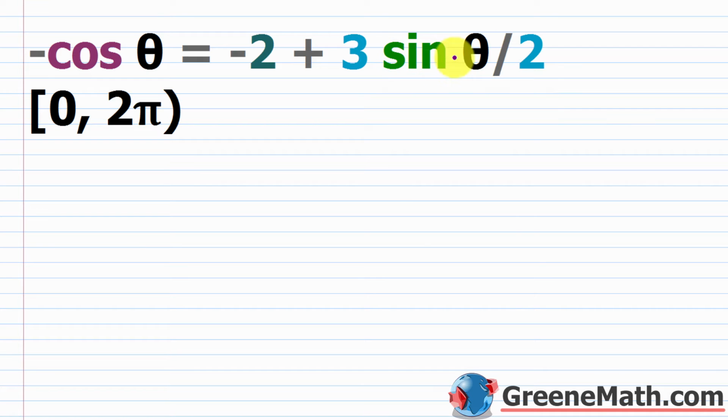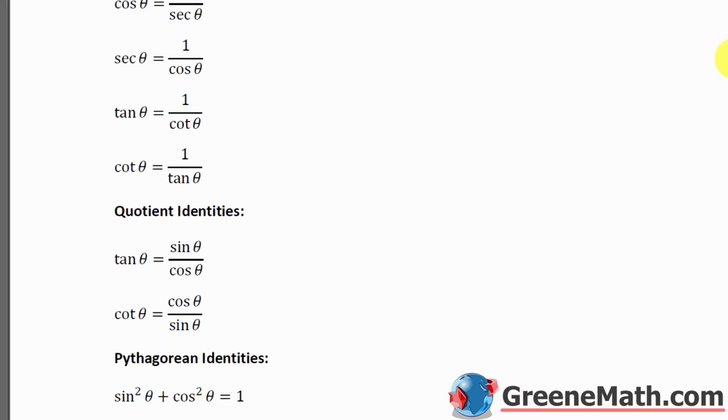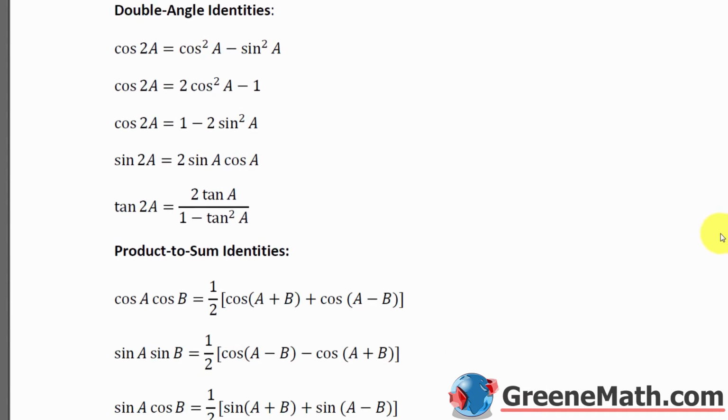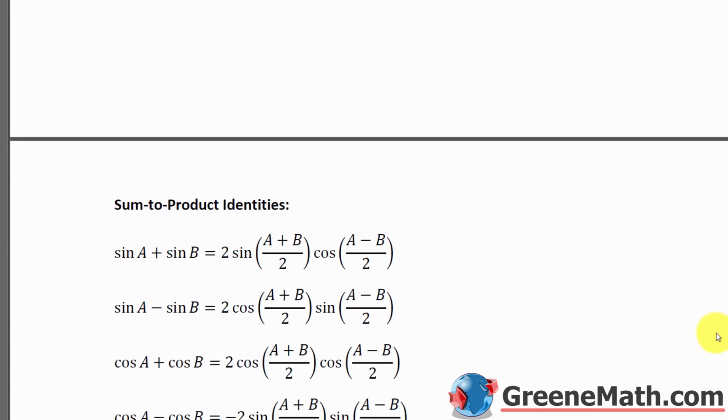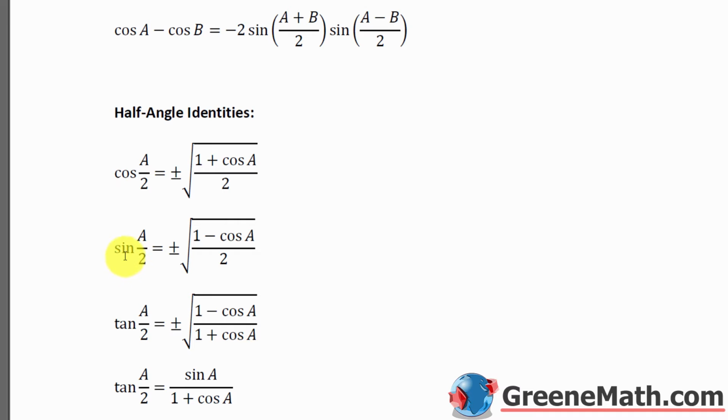So if I think about sine of theta over 2, if I go back to my handout on the identities, and we come down here, let's go all the way down to where we get to the half angle identities, and it was the last one we talked about. So here's the one for sine. So you have sine of a over 2. In our case, we're working with theta. So let's say sine of theta over 2 is equal to plus or minus the square root of 1 minus the cosine of theta, over 2.